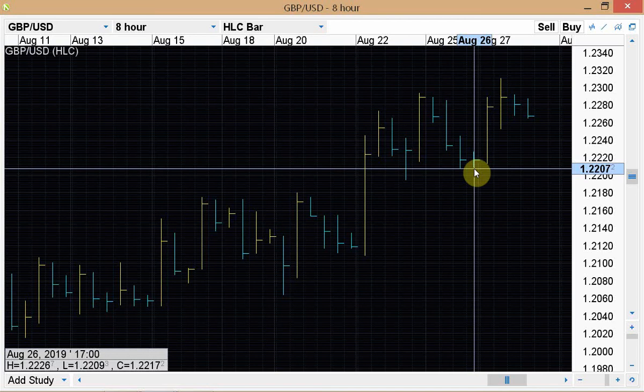Who is saying loss? You bought cable. When we say you bought cable, it means you bought here. What is the base currency? GBP is the base currency.